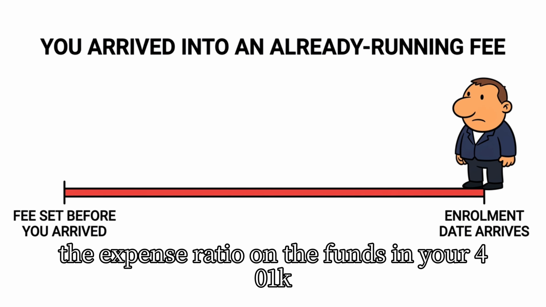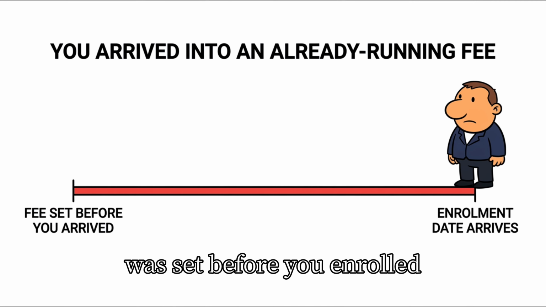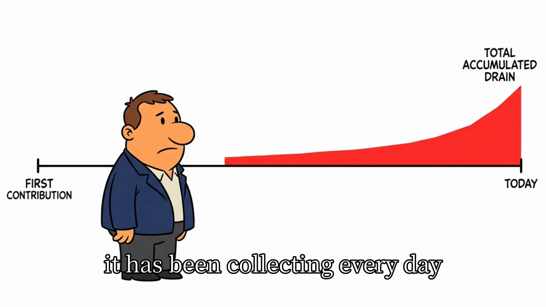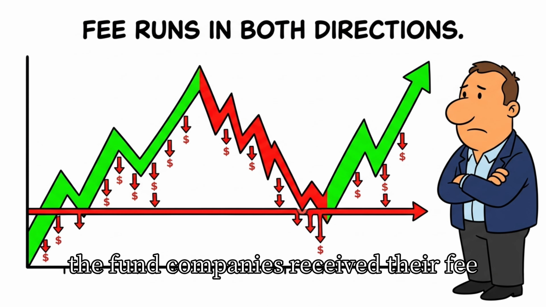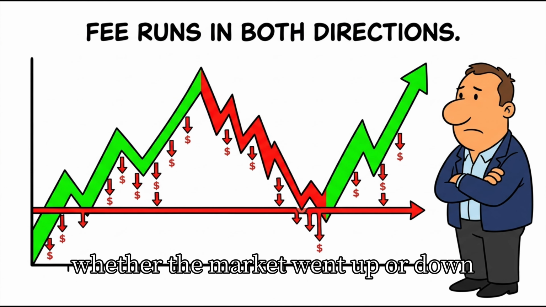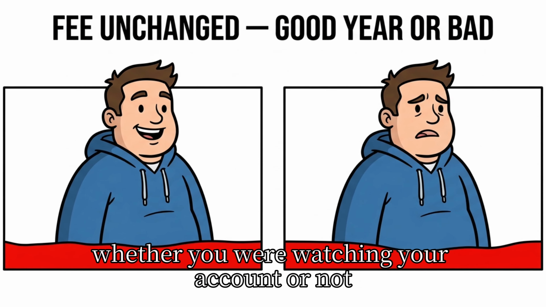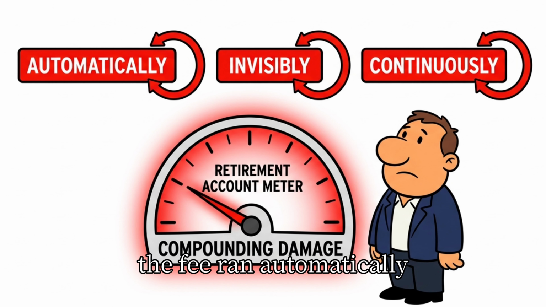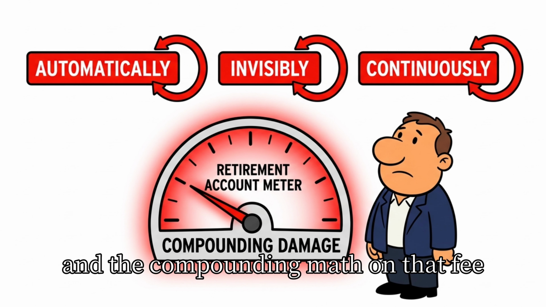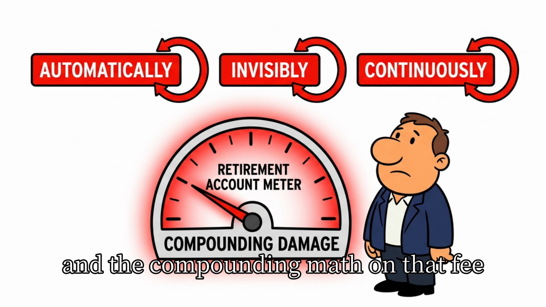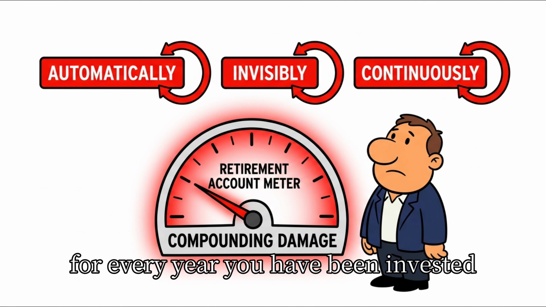Here is something worth sitting with before we close this out. The expense ratio on the funds in your 401k was set before you enrolled. It has been collecting every day since your first contribution. The fund companies received their fee whether the market went up or down, whether you had a good year or a bad one, whether you were watching your account or not. The fee ran automatically, invisibly, and continuously, and the compounding math on that fee has been working against your retirement for every year you have been invested.